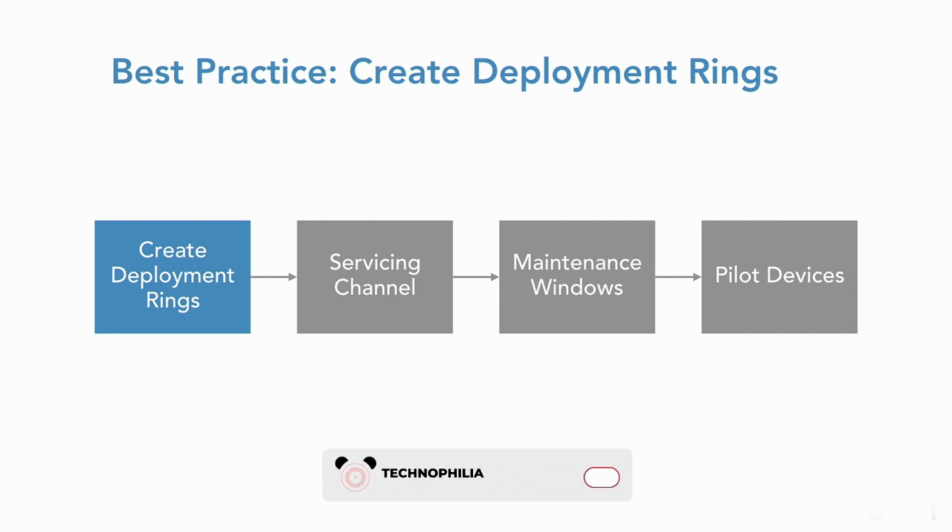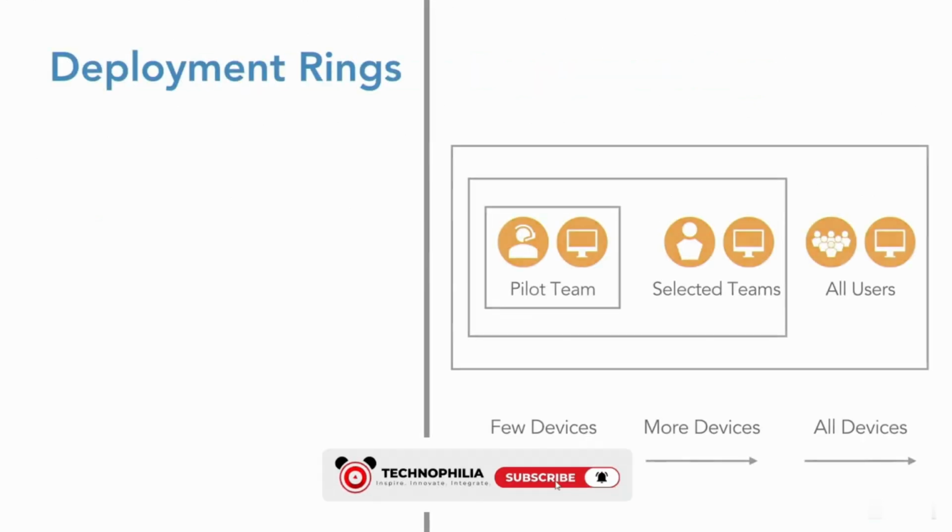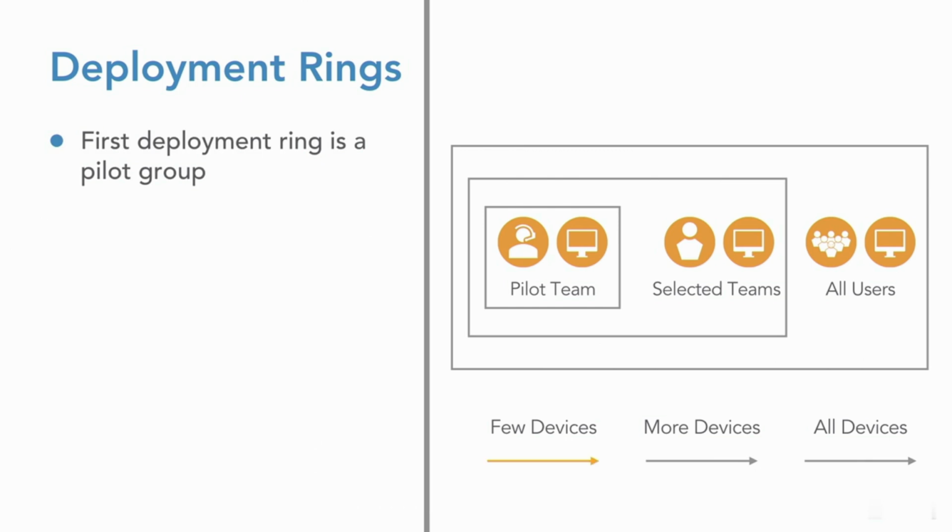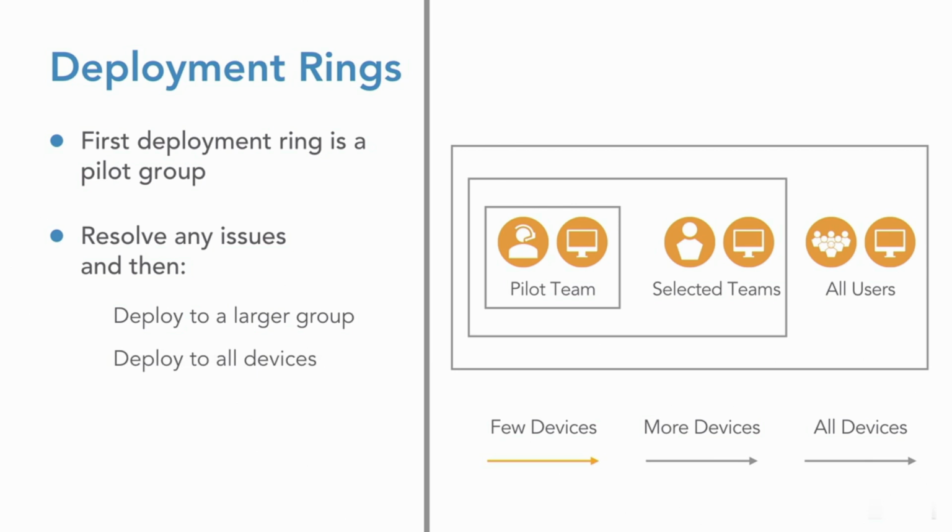The first deployment ring or group is usually a small pilot made up from members of your central IT team. Just a handful of devices will be updated and any issues found will need to be resolved. Next, a larger group of devices will be updated and closely monitored. And finally, once you're happy with an update, it can be deployed to all devices within your organization.